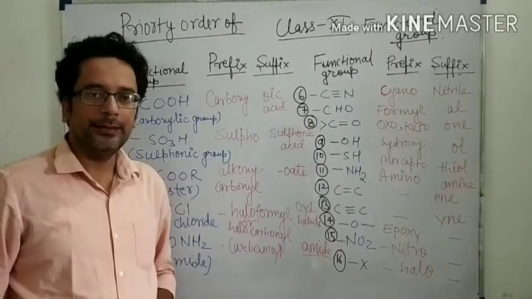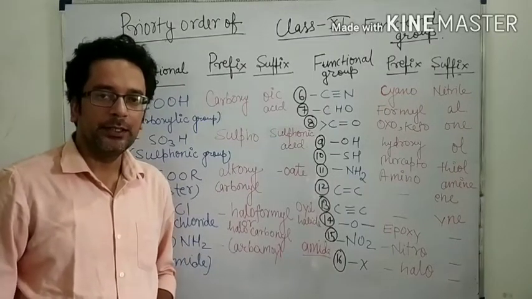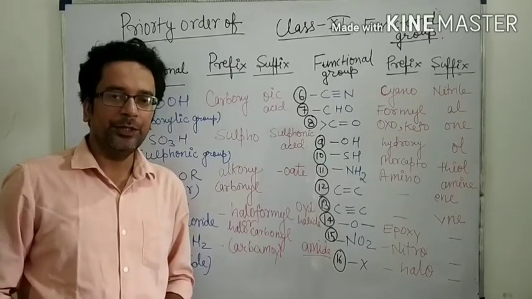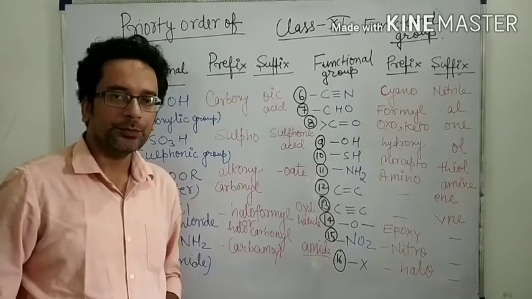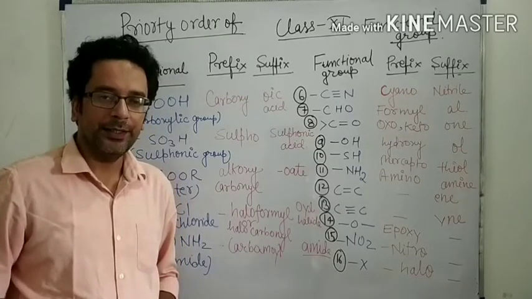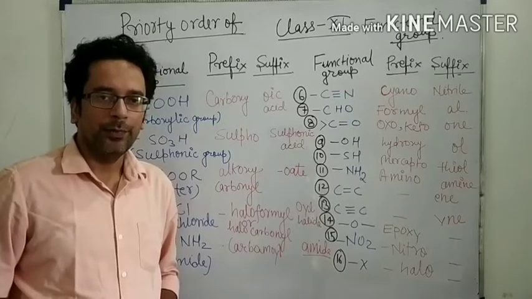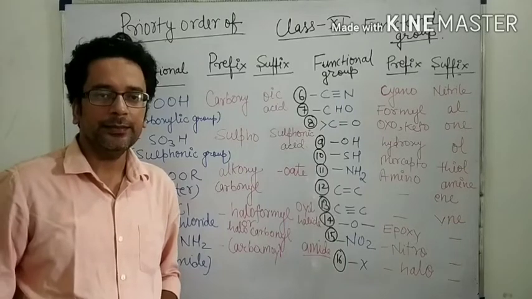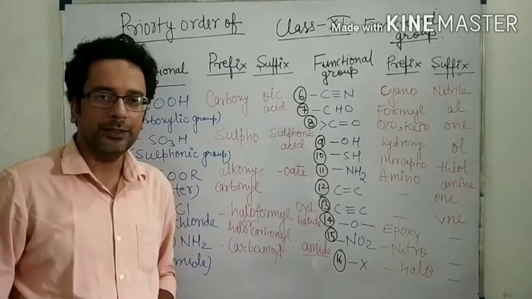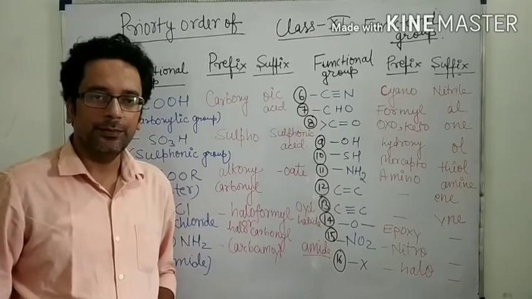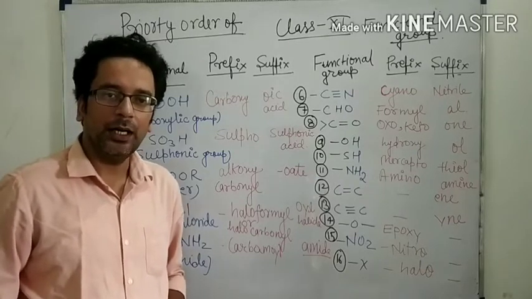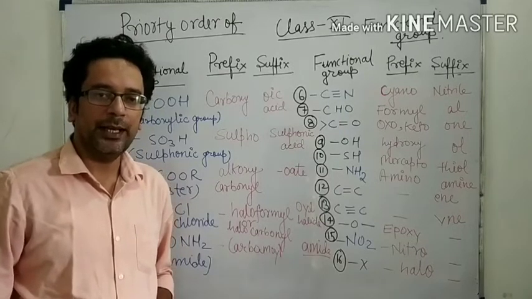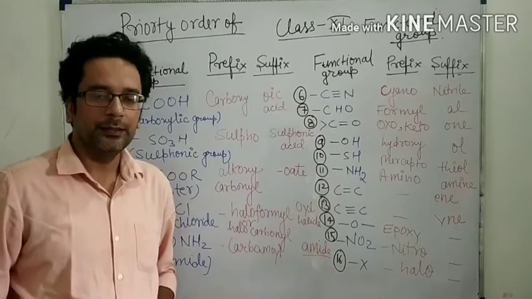Hello students, in this session I am going to discuss the general rules for the naming of organic compounds. In the previous video you studied prefix, suffix, word root. In suffix there are two types, primary suffix and secondary suffix. Primary suffix tells us the nature of the carbon atom, that is, saturated or unsaturated. Secondary suffix: some functional groups act as a secondary suffix.